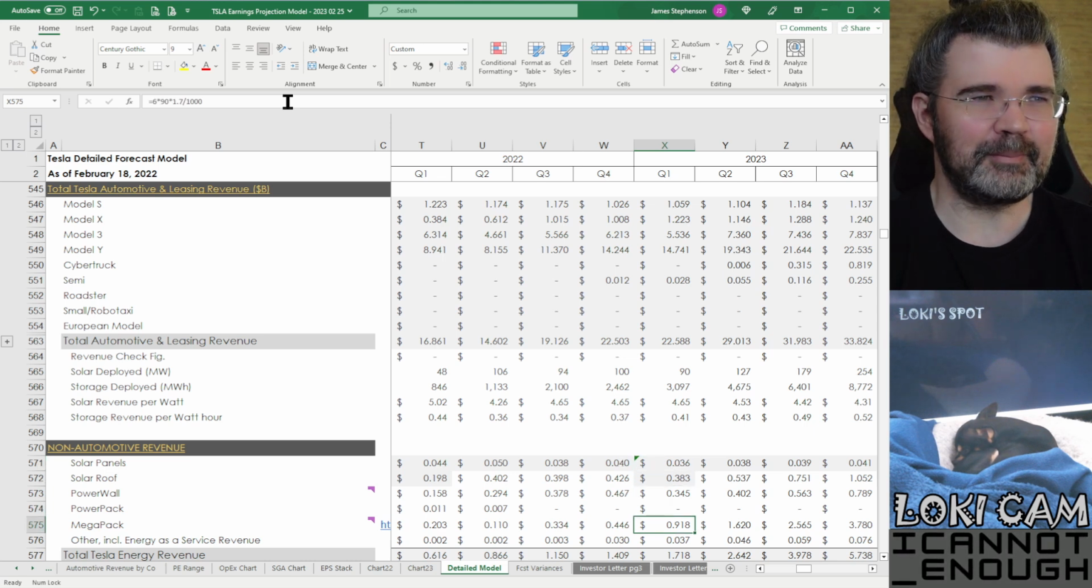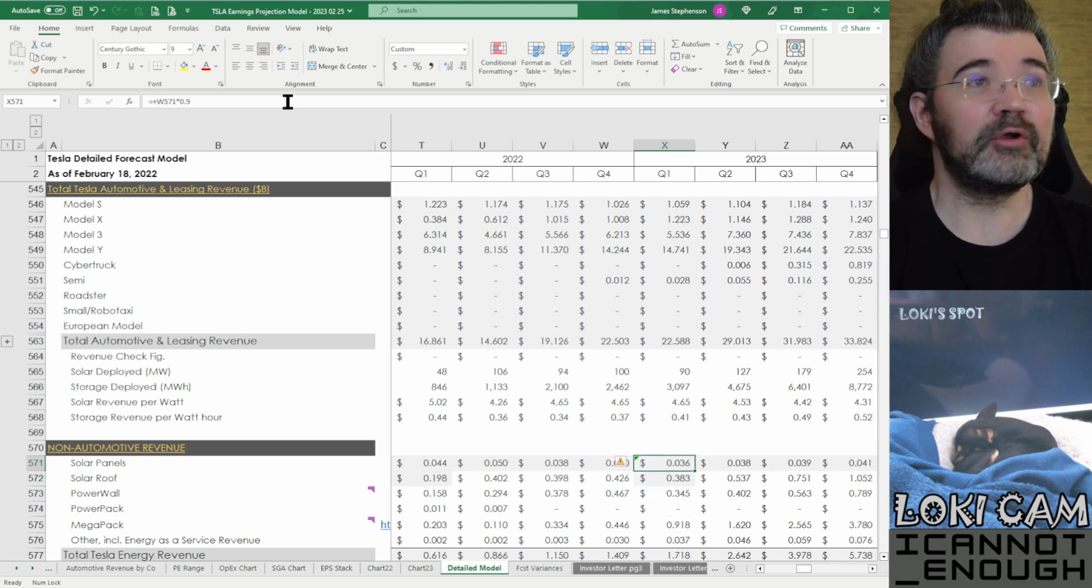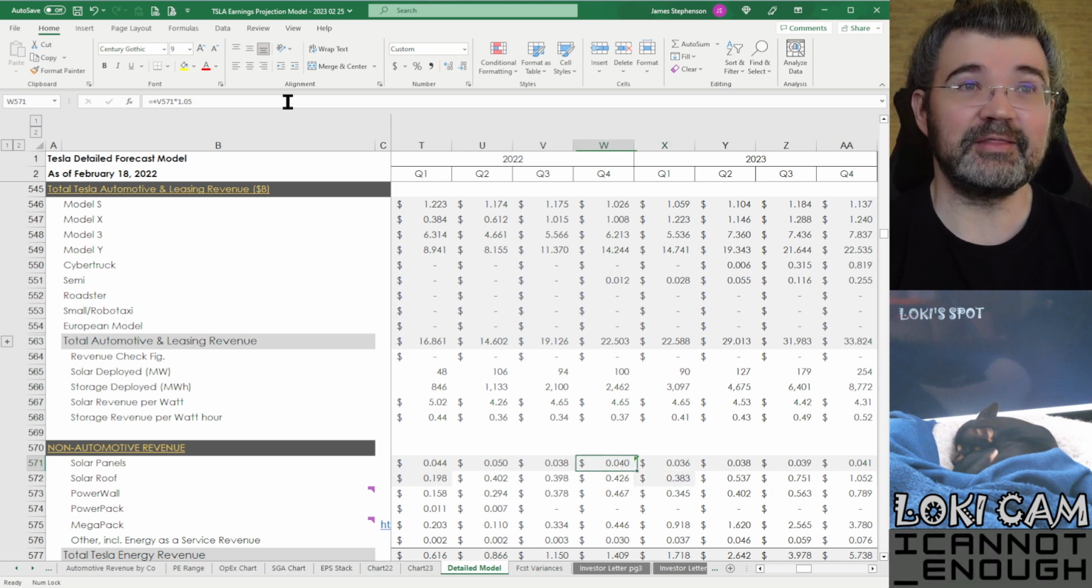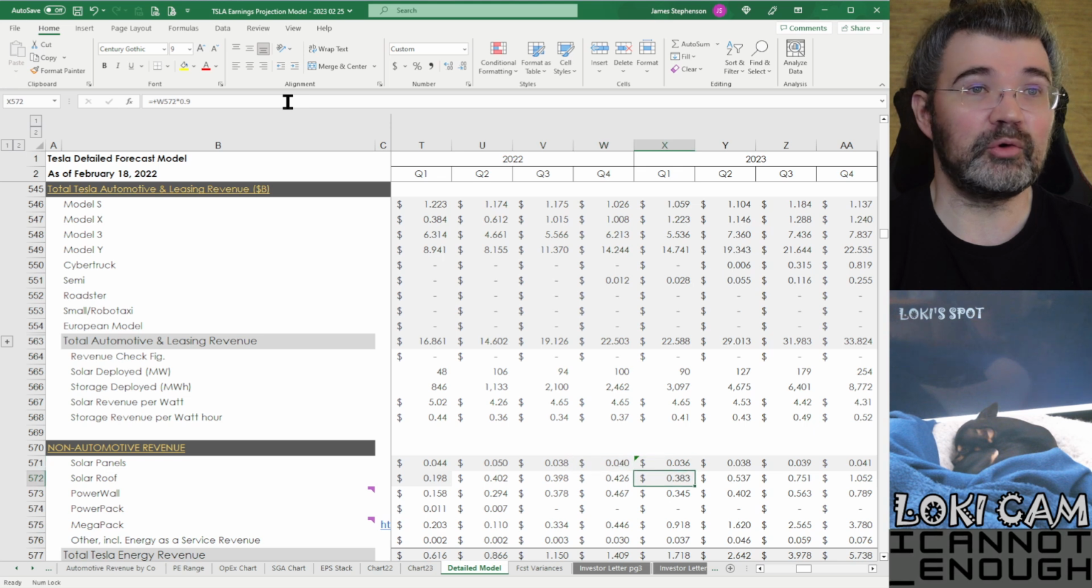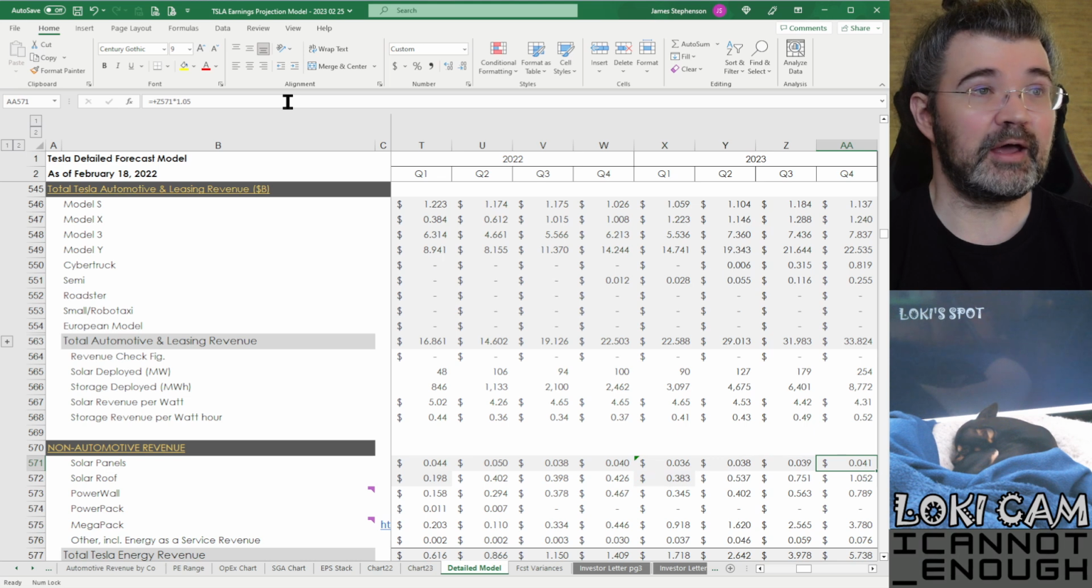I'm calling all that Megapack. That's not the only product Tesla makes. They also make solar panels, so I've got that here. There's a little seasonality in the solar panel business, so I have to knock these down from where they were in the previous quarter. That's what you see me doing here, and then rising over time.